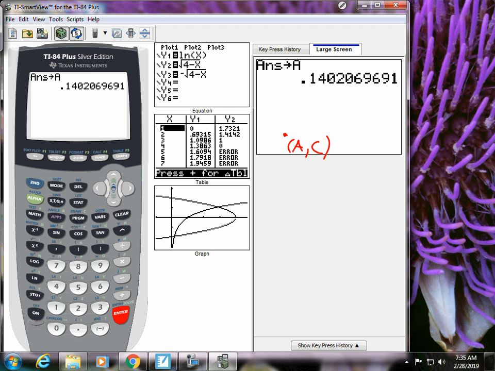Now, how do I store the y coordinate? What do I have to do first? Good, alpha y. So alpha y, store that, and we said we were going to store it in C. And alpha C, enter. You always have to do enter with these.